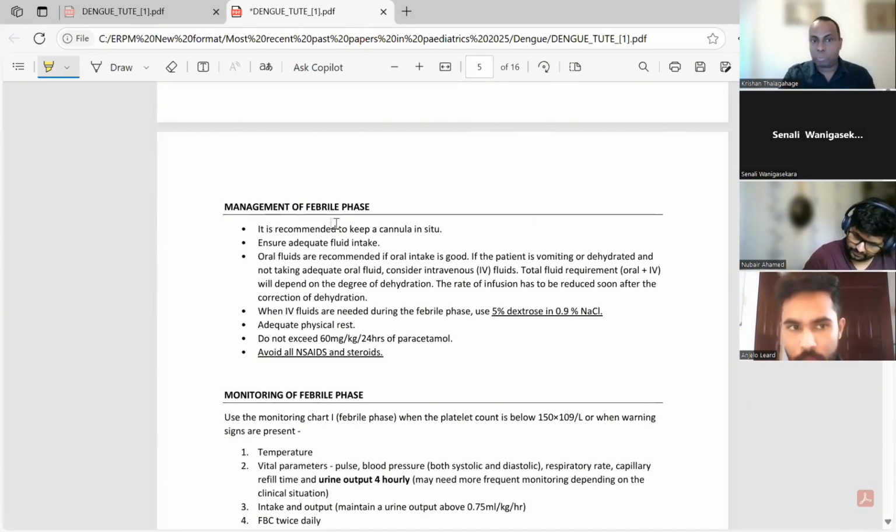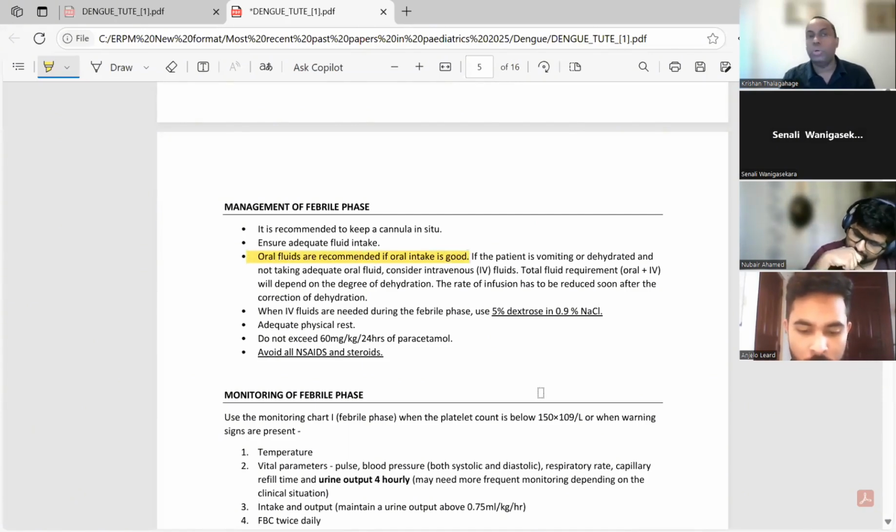Now, what is the management? It is recommended to keep a cannula in situ. Cannula එකක් දාගෙන තියාගන්න. Febrile phase එක විතරයි තියෙන්නේ. Ensure adequate fluid intake. Oral fluids are recommended if oral intake is good.